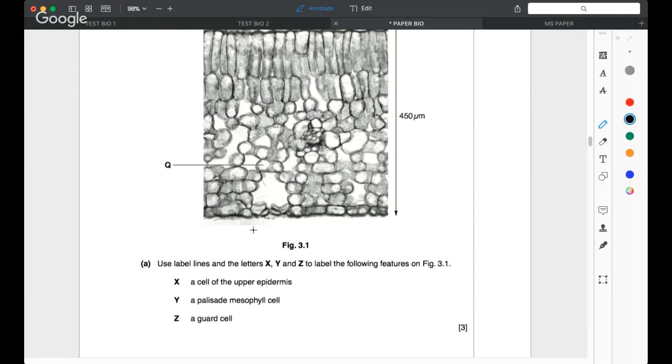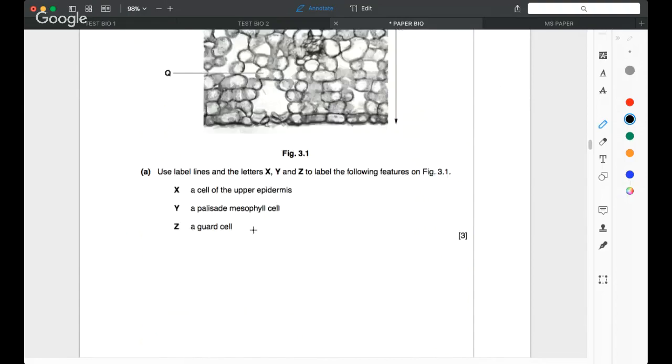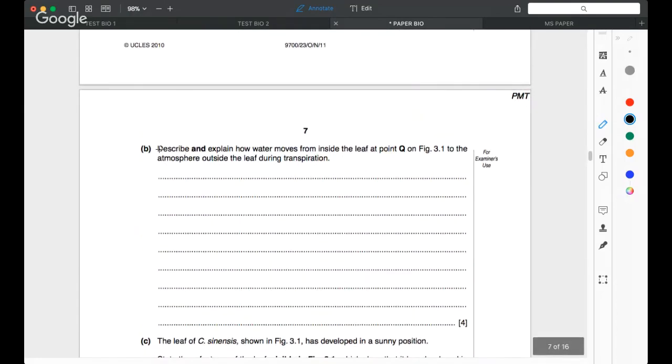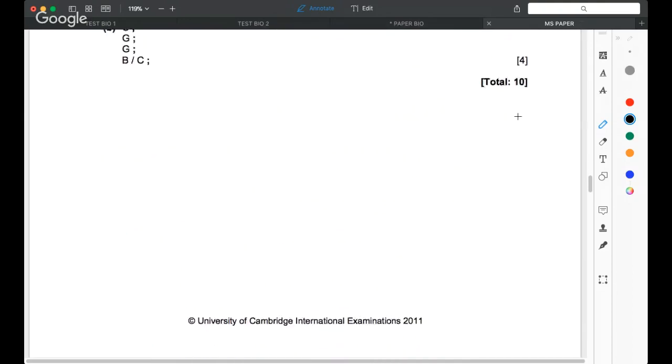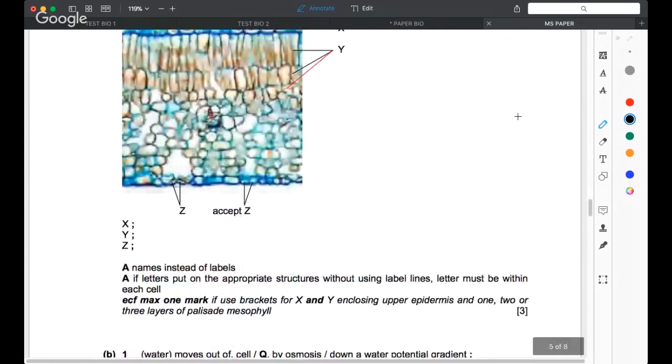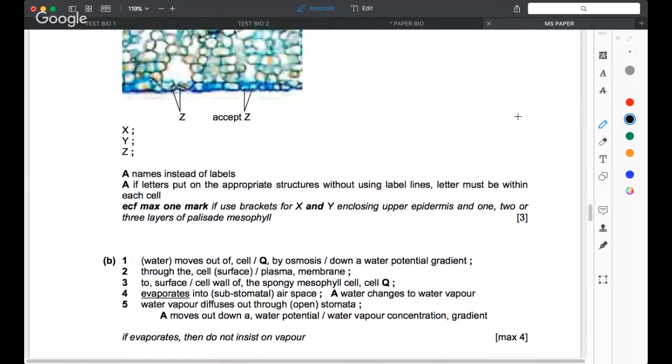You're right, the points you made are correct, but what they're asking you to do, if you go back to the question, is describe and explain how water moves from inside the leaf to point Q, or at point Q to the atmosphere during transpiration. Yeah, actually that's fine. When you were going through your explanation, your points were correct, but I would have maybe explained it in terms of during transpiration, stomata open, and then talk about it from that perspective. But if we take a look at the marking scheme, I'm sure that they'll give you all the marks for the points you made.